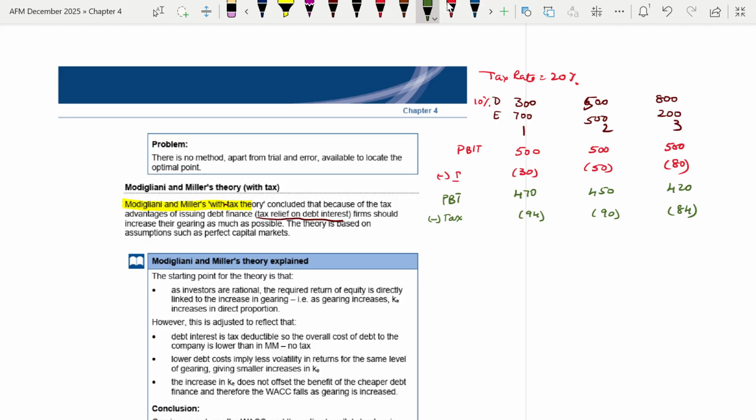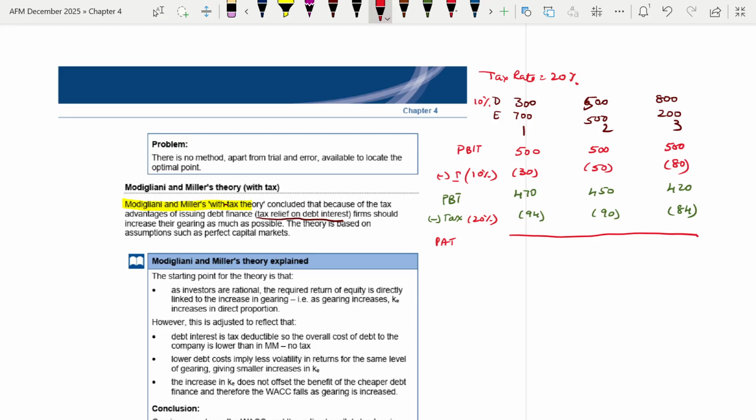Check again my calculation. This is the one. Tax is how much? Here we are paying 10% interest. Here for all, we are paying 20% tax. Profit after tax, how much is there? Just tell me fast.